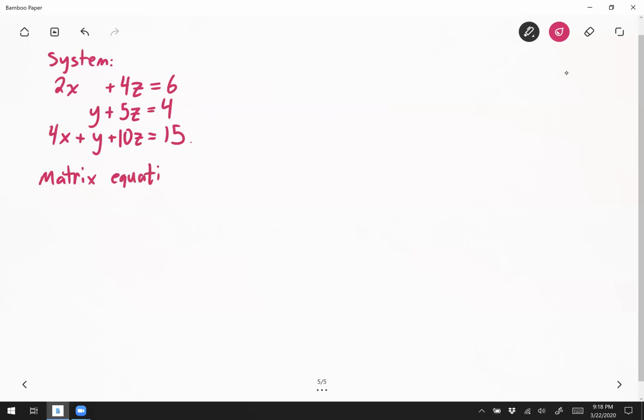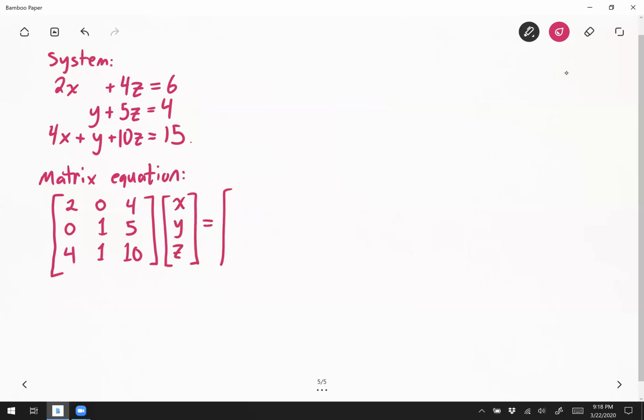And just like before, we'll gather all the coefficients into one matrix, and be sure that your variables are lined up. Now, those variables which might be missing from an equation have a coefficient of 0, don't forget. So here I have coefficients 2, 0, 4, 0, 1, 5, 4, 1, and 10, times my variable vector x, y, z, is equal to 6, 4, 15.